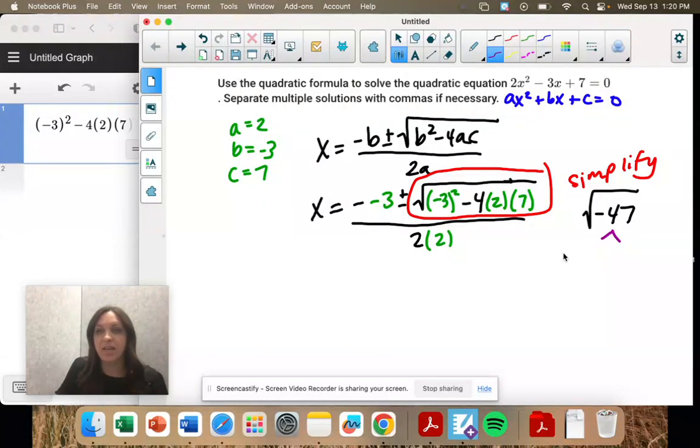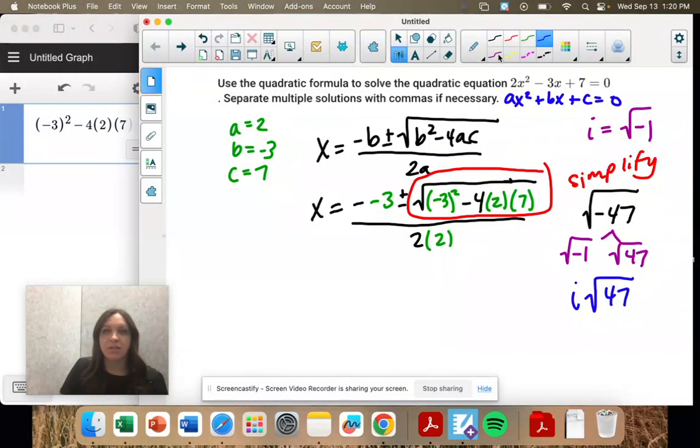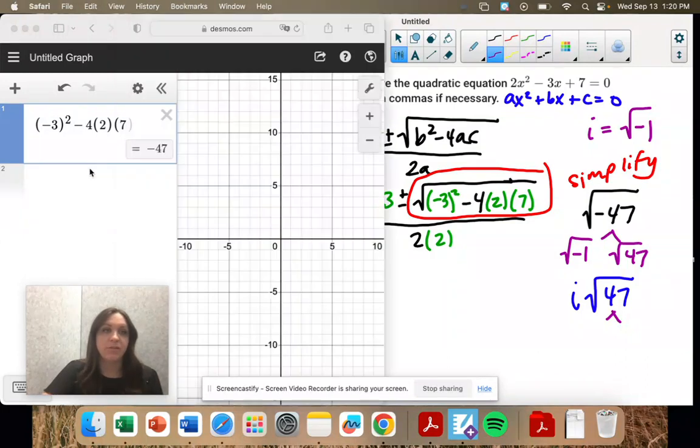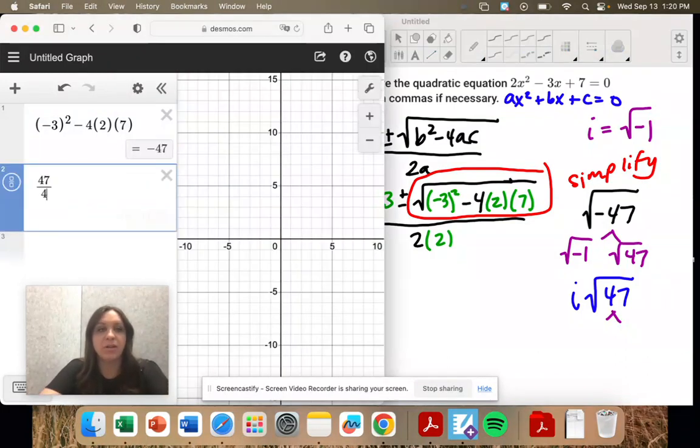Remember, I can take out the square root of -1. And the square root of -1 equals i. So basically, it's the same thing, but with an i out front. So i square root of 47. Then I need to see, can I simplify this radical? Are there any perfect squares in the number 47? No. If you start dividing by perfect squares, you're going to see it doesn't divide by any perfect squares.